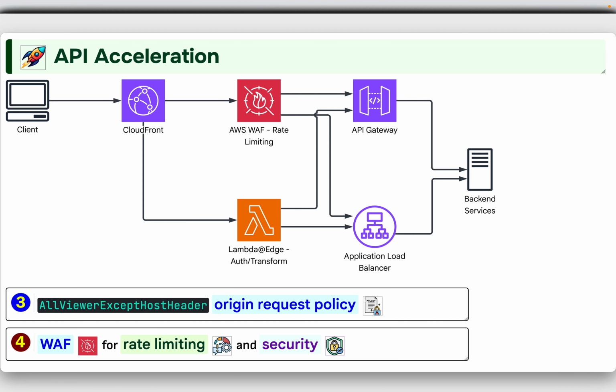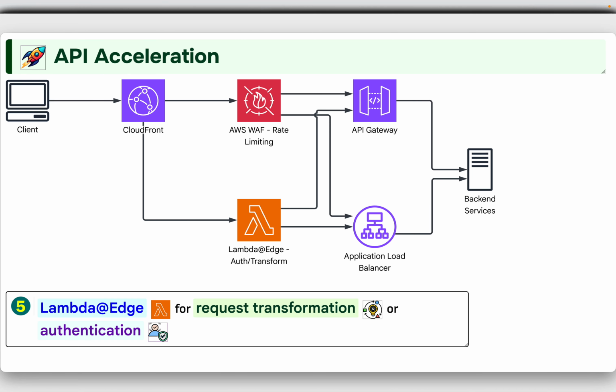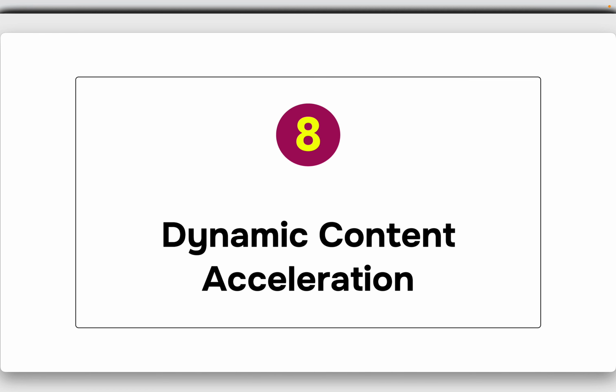Use Web Application Firewall for rate limiting and security protection. Lambda@Edge: you can use Lambda@Edge for request transformation or authentication at the edge.